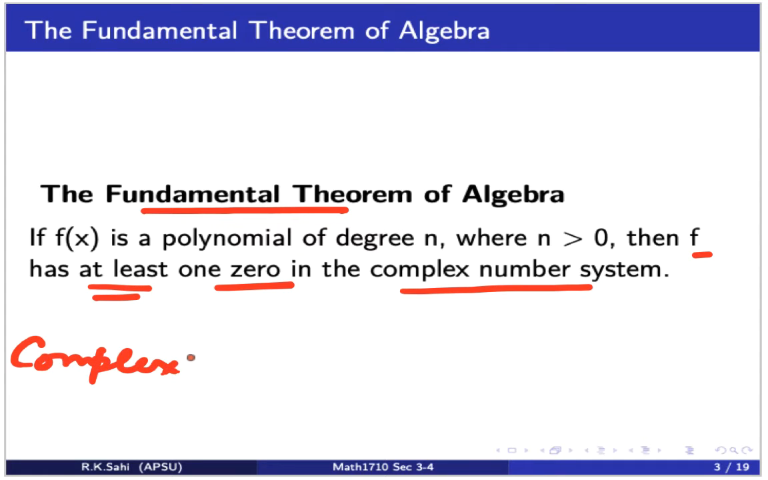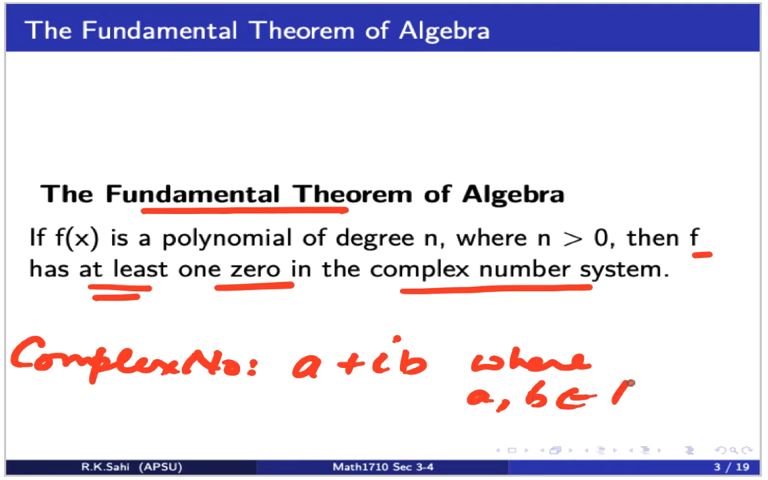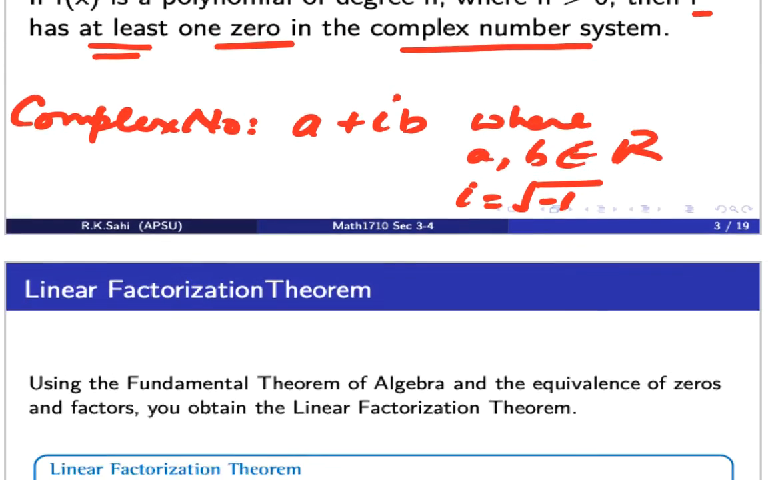The complex number, guys, is of the form a plus ib, where a and b are real numbers. Remember, they belong to the real numbers. And i, very important, is the square root of -1. Okay, let's look at one more theorem which will help us do the problems here.